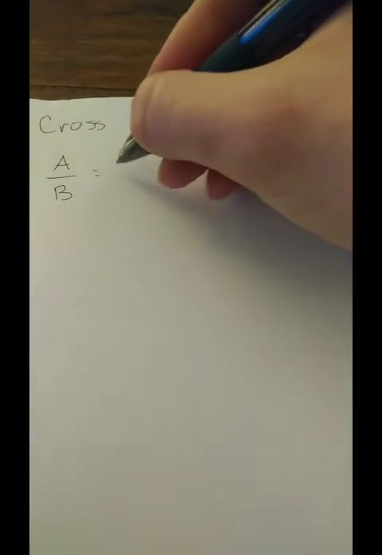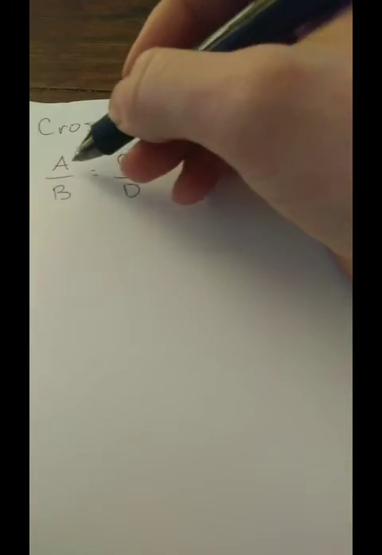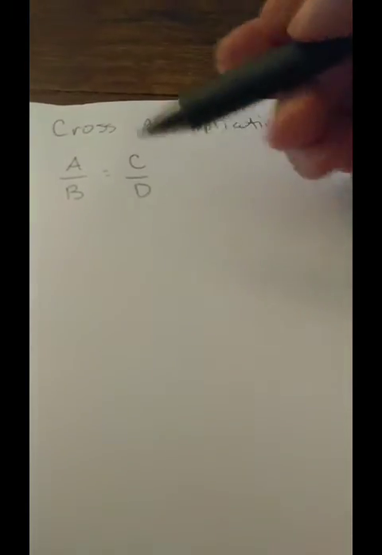So if it's set up like this, a proportion is always set up like this. Okay, and don't worry that these are letters. These are just placeholders, so these will be numbers. One of them will be an unknown, so an x variable. Okay, it's always set up as a over b equals c over d.